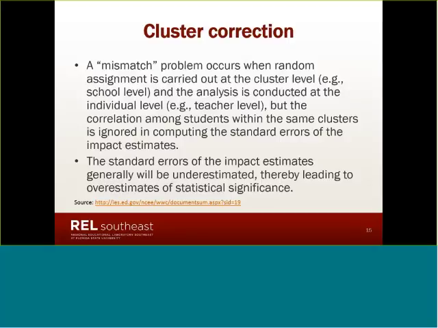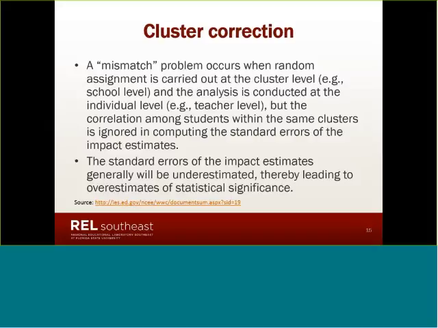If in your study you assign clusters, such as schools, teachers, or classes, to conditions, and then intend to analyze data from a subcluster, such as at the student level, you will need to account for the cluster design. Subcluster units in the same cluster are more likely to be more similar to one another than they are to subcluster units in another cluster on your outcomes of interest.